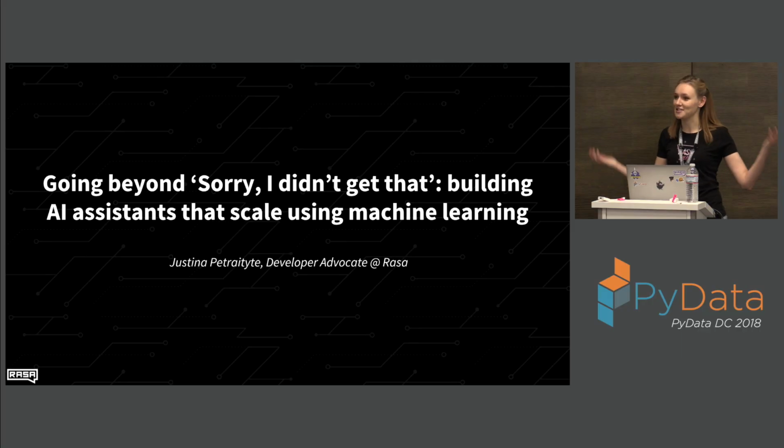My name is Justina. I work at Rasa, which is a Berlin-based startup working on open source software for conversational AI. I have a background in econometrics. I worked as a data scientist for a couple of years, and then I just fell in love with open source projects and conversational AI more specifically, and I joined Rasa, and now I work on developer education and building the Rasa open source community. So yeah, it's all exciting.